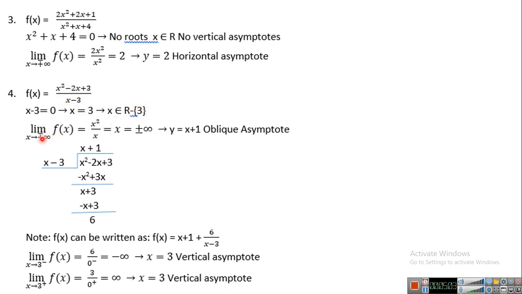We do, first of all, the limit at infinity. So x squared over x, so x at plus or minus infinity. If you do the division, you can check it by yourself. You have y = x + 1 as the oblique asymptote.